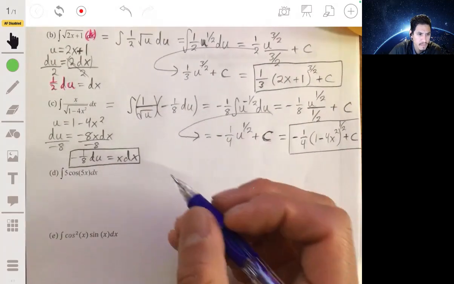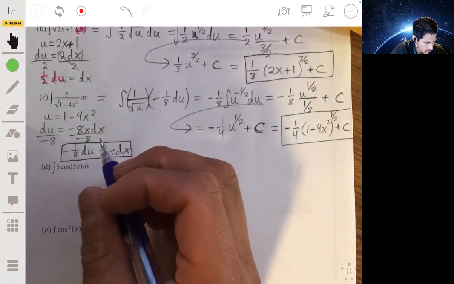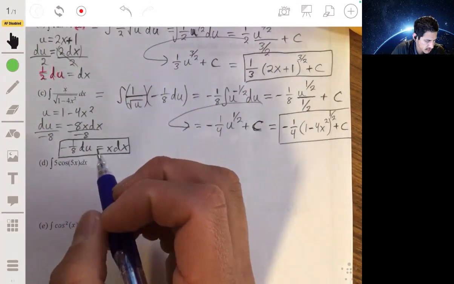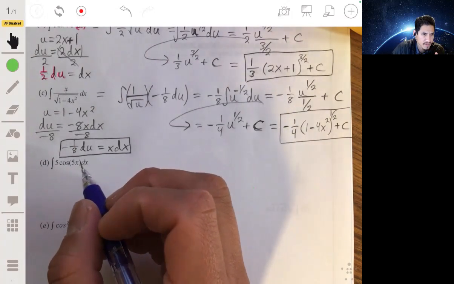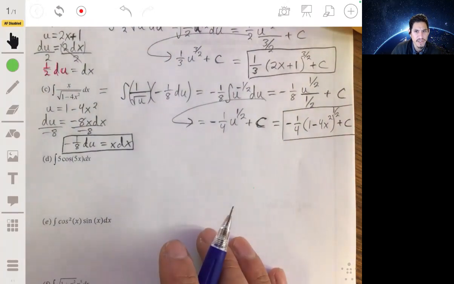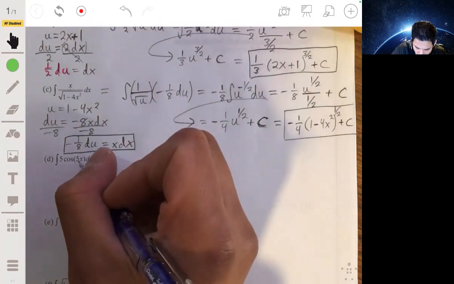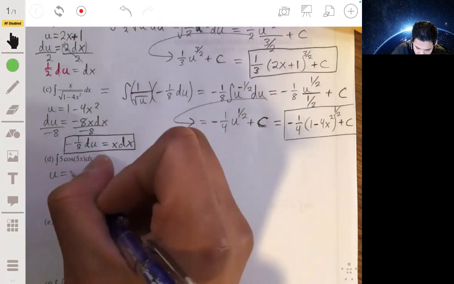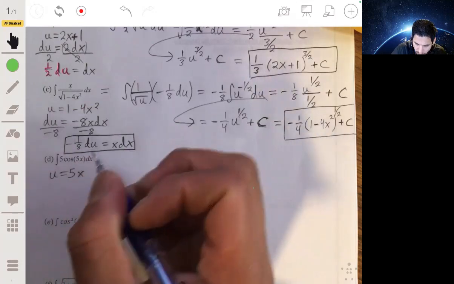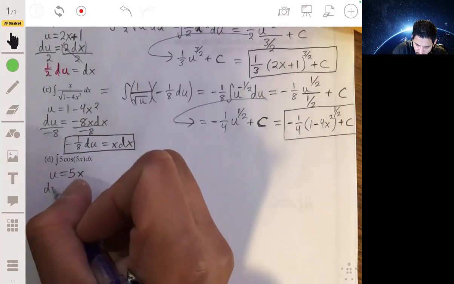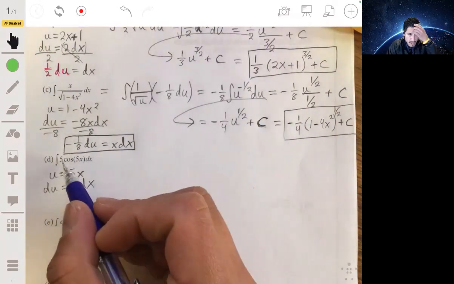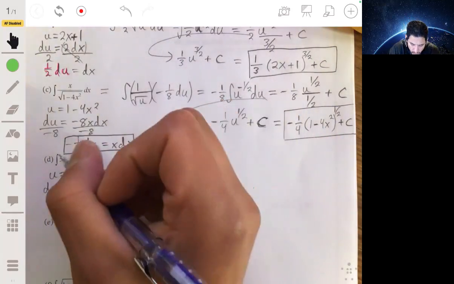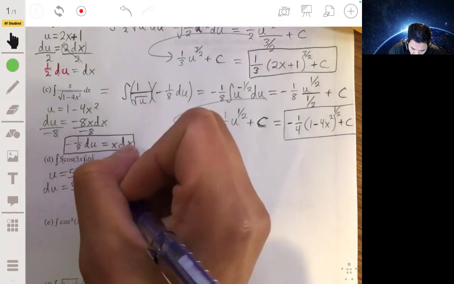Okay, let's look at D. And this one can be a little misleading because it could seem very simple, but then it can end up being more confusing than you realize. But what we're going to do is make u the 5x. If we make u 5x, then du will be 5 dx. And that's exactly what we have left over. We have our 5 dx right there.